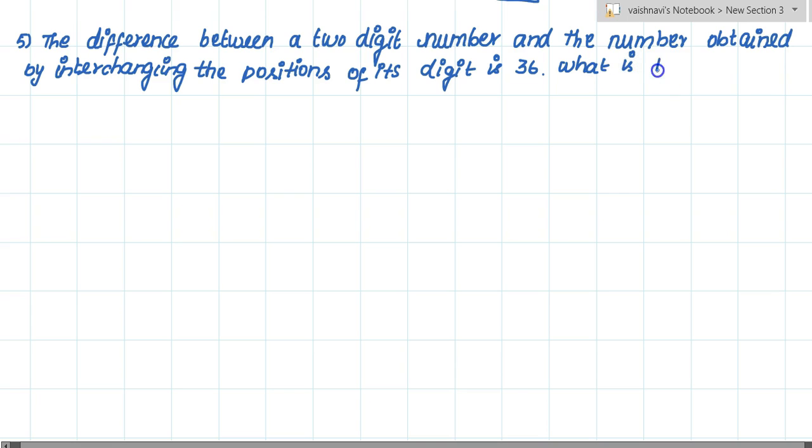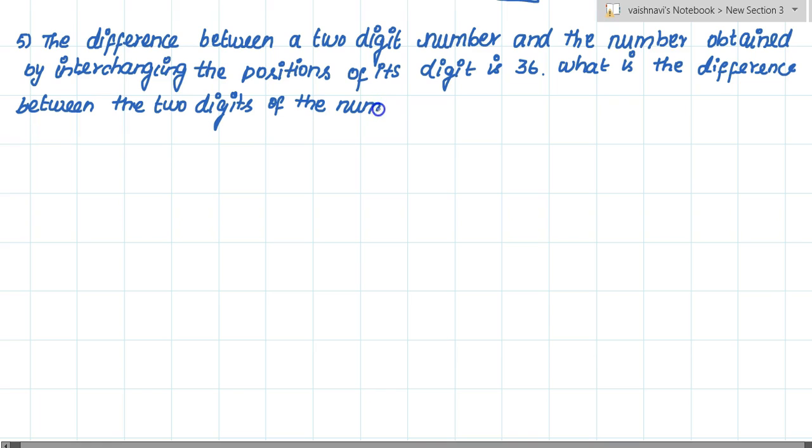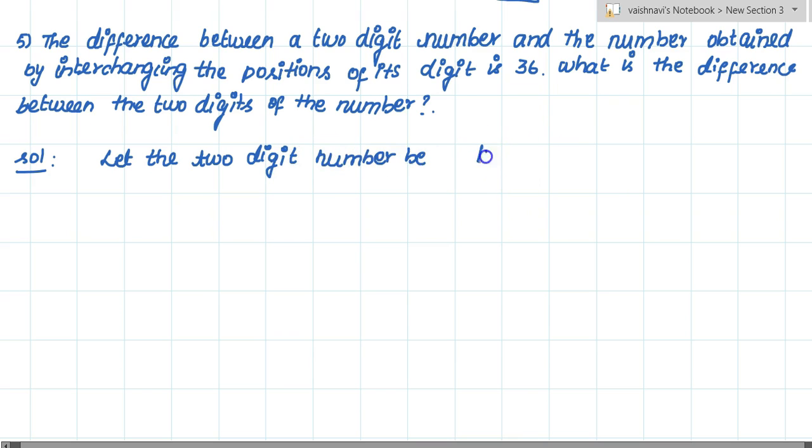You have to find the difference between the two digits of a two-digit number, not the difference between two-digit numbers. Okay. A number, for example 36, has two digits 3 and 6. You have to find the difference between this 3 and 6. The difference between 3 and 6 is 3. That is what you have to find. Now, how will a two-digit number look? A two-digit number will have a ones digit and a tens digit. So the number we can write as 10 into x plus y, where y is the ones digit and x is the tens digit.